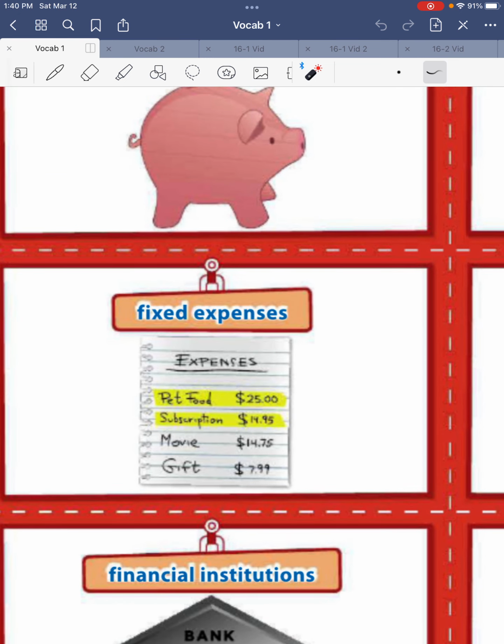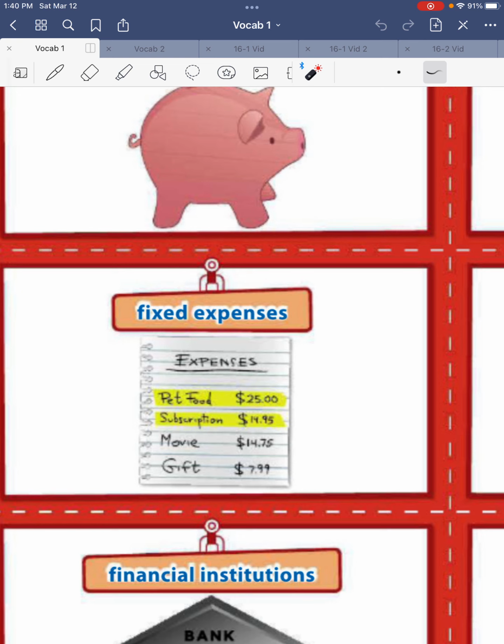Next, we have different kinds of expenses. First, we have fixed expenses. Okay. So fixed expenses, they occur on a regular basis. So you can say that's why they're called fixed. The price of them never changes. It's usually the same price, okay? And it happens regularly. Like either it happens once a week, once a month, and it's always the same price.